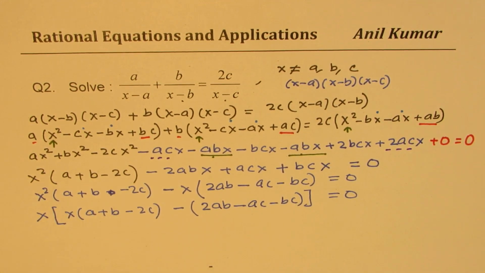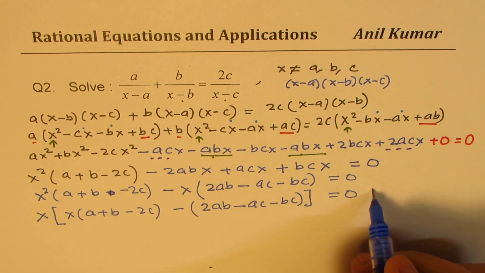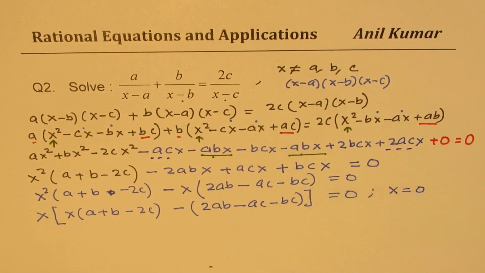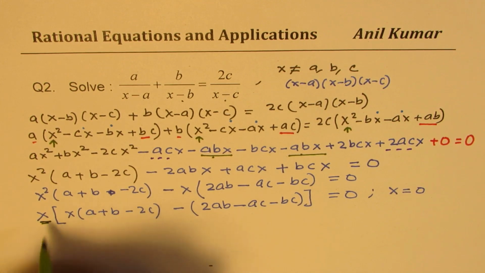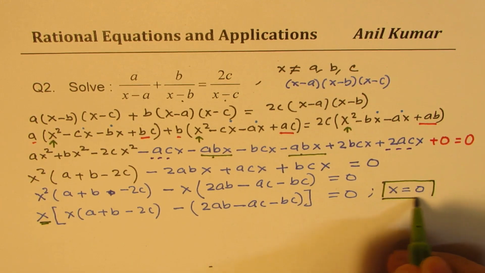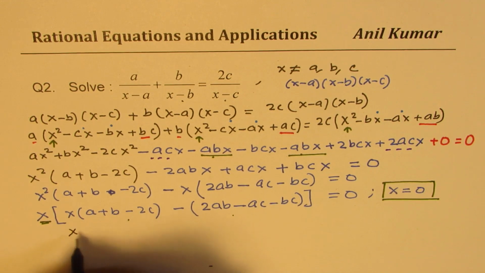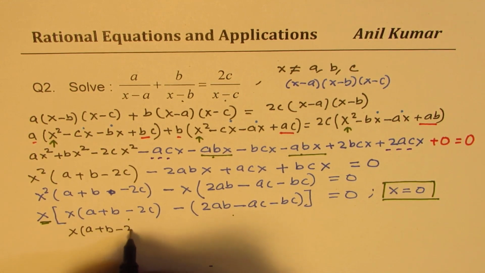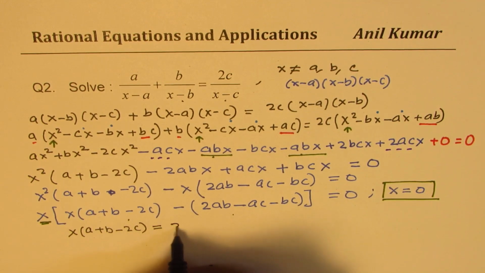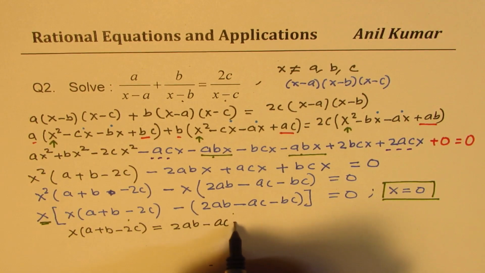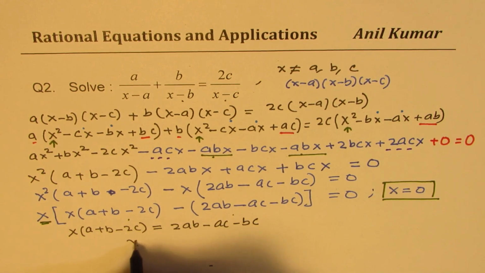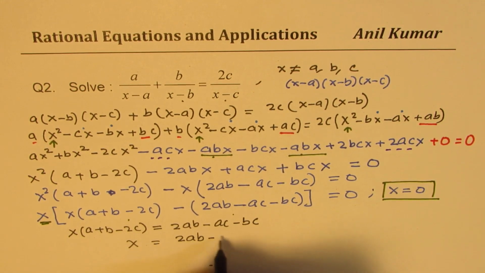Now since x is a factor, x could be 0. So one solution here is x equal to 0, right? So equating this x to 0, we get one solution. Now, the other solution we get from here, right? So that is to say, we could say that x times a plus b minus 2c is equal to 2ab minus ac minus bc, correct? Or x is equal to 2ab minus ac minus bc divided by a plus b minus 2c.